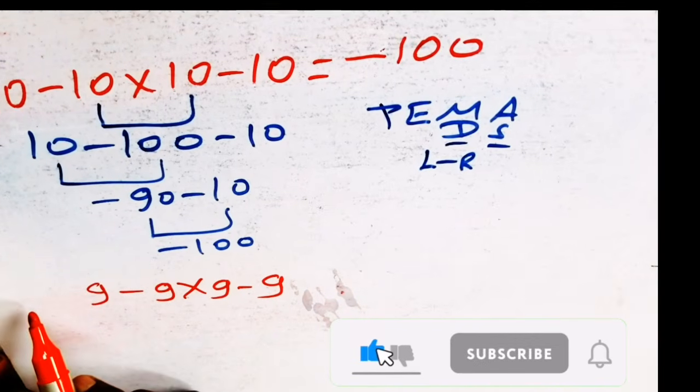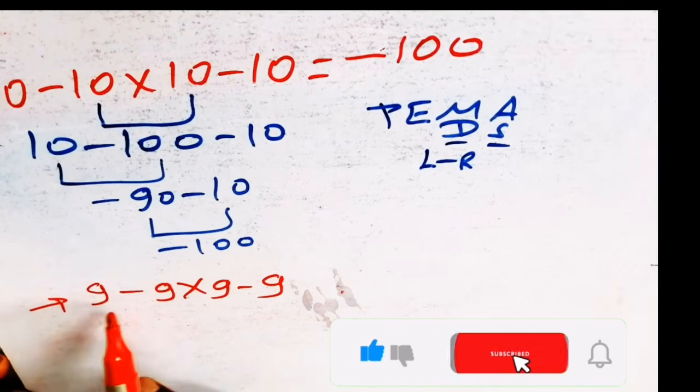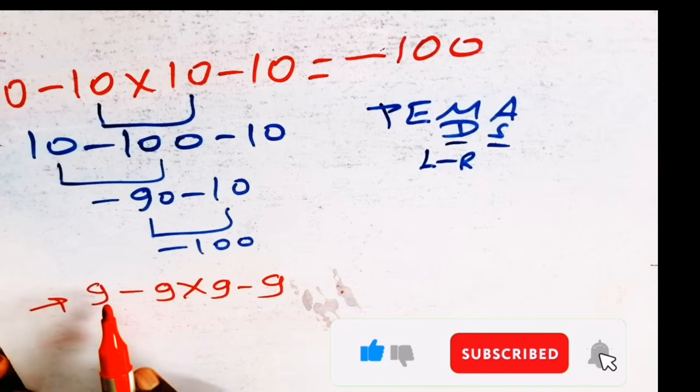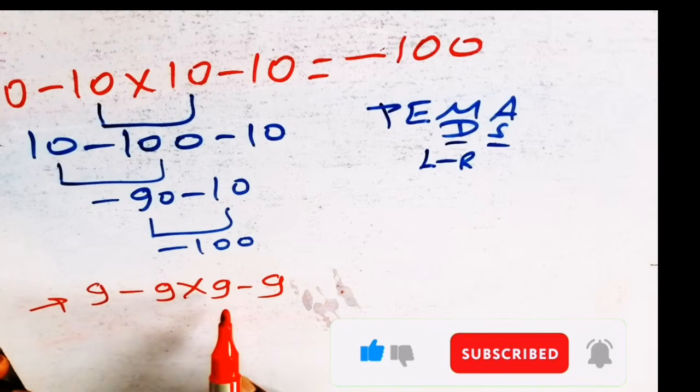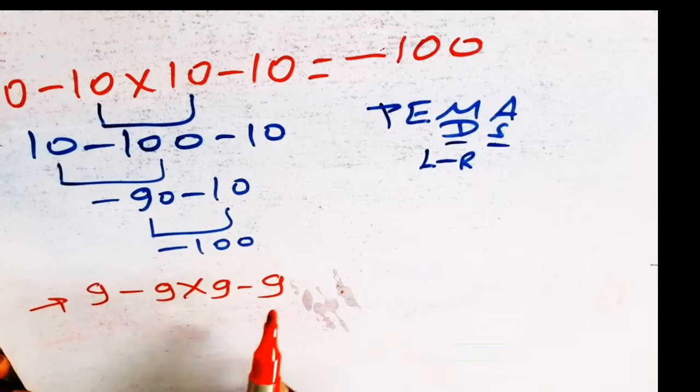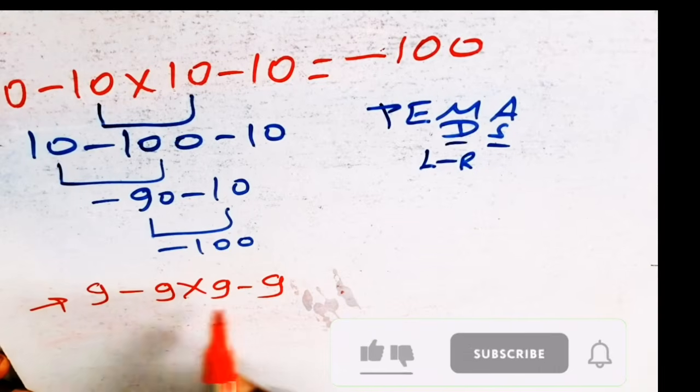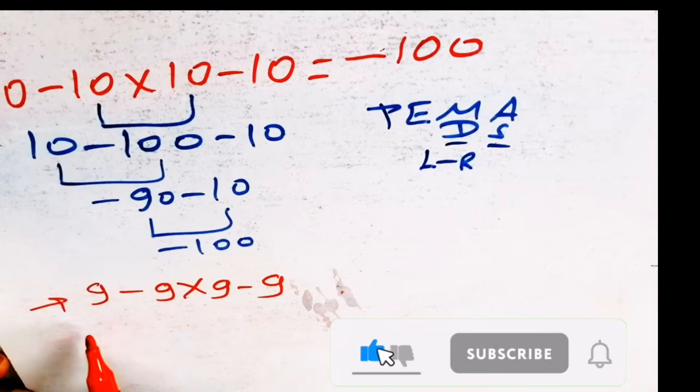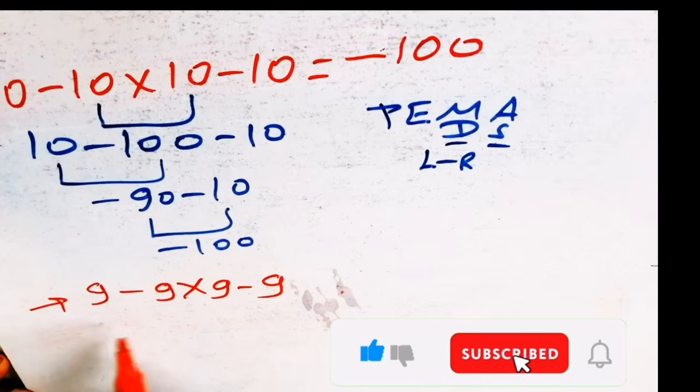Follow the above steps and calculate the correct answer of this expression: 9 minus 9 times 9 minus 9, okay? Follow the above steps and find the correct answer of this expression and write your answer in the comment section, okay? So I am waiting there. Thank you.